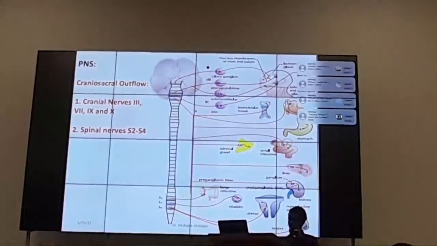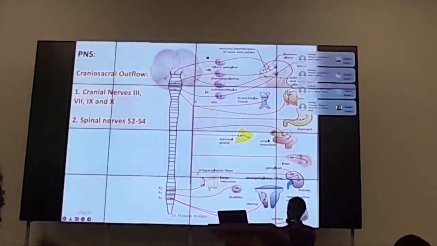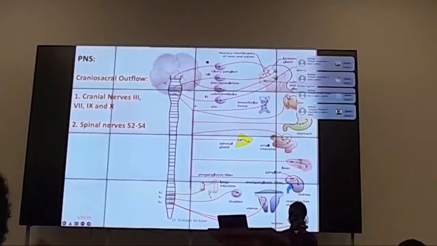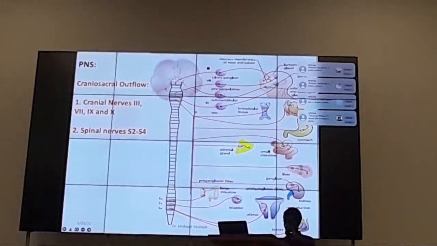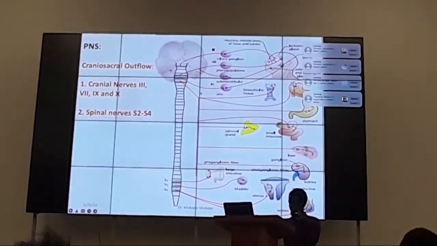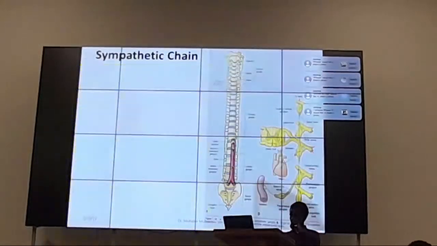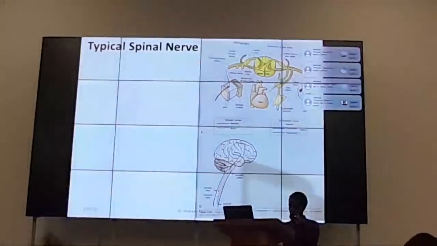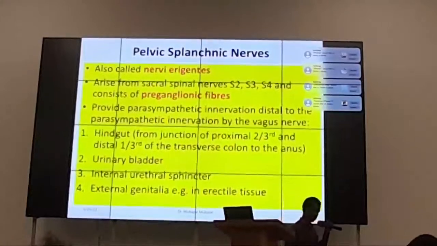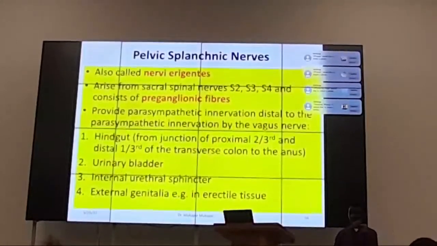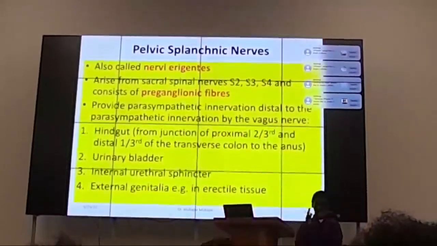And then now, this S2, S3, S4 pick up from there all the way to the anus, okay? Including pelvic organs like the bladder, the uterus, the testes. So we call these nerves the nervi erigentes, okay? These are the pelvic splanchnic nerves, S2, S3, S4. They are preganglionic.